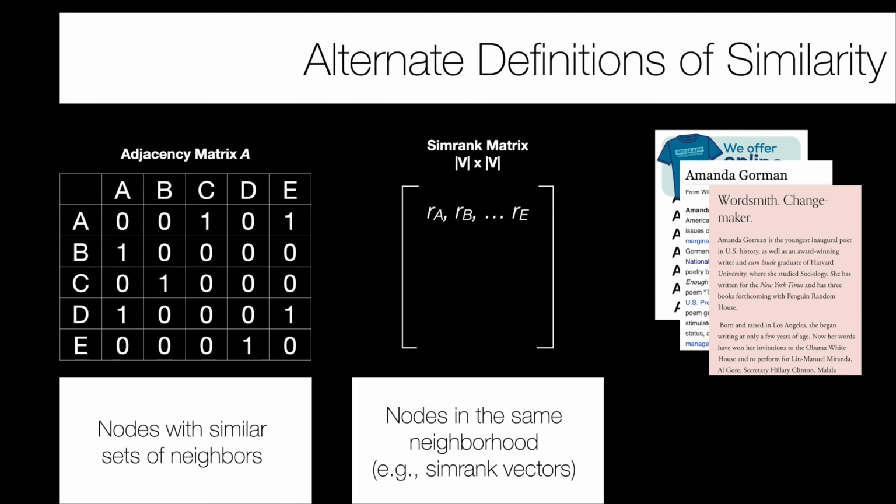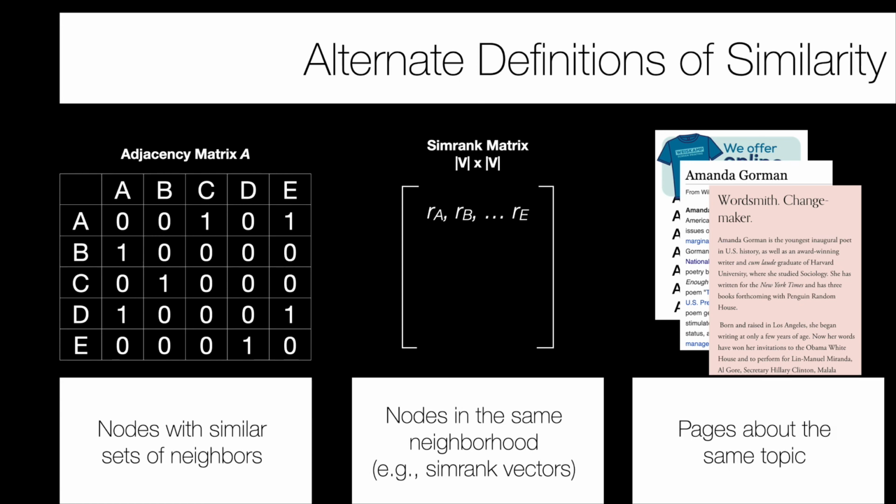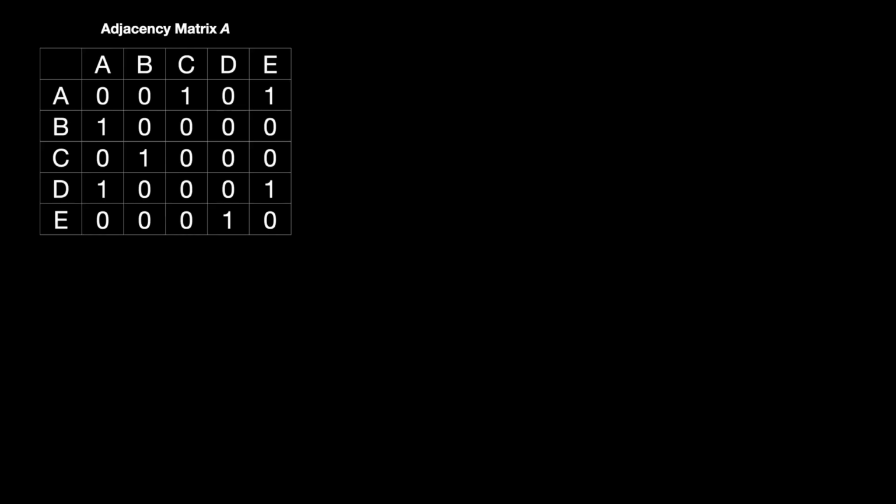Or from the World Wide Web perspective, similarity means something different if we're looking at web pages, where similarity means pages about the same topic or generally about the same kind of thing. So if those are the different ways that we might operationalize similarity, or what similarity may mean in those different contexts, how can we measure that? Or how can we capture these different definitions of similarity?